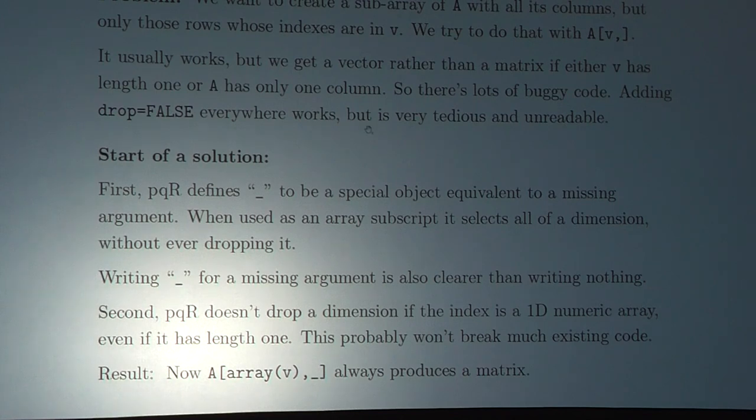So that's one aspect that avoids this getting dropped down to a vector rather than a matrix if there happens to be only one column in the matrix. For the second issue, of it dropping down to a vector if V happens to have only one element, pqR doesn't drop a dimension if the index is a 1D numeric array, even if it has length 1. So there's a difference in R between a vector with no dim attribute and a vector with a dim attribute of length 1, which says it's a vector, right, not a matrix.